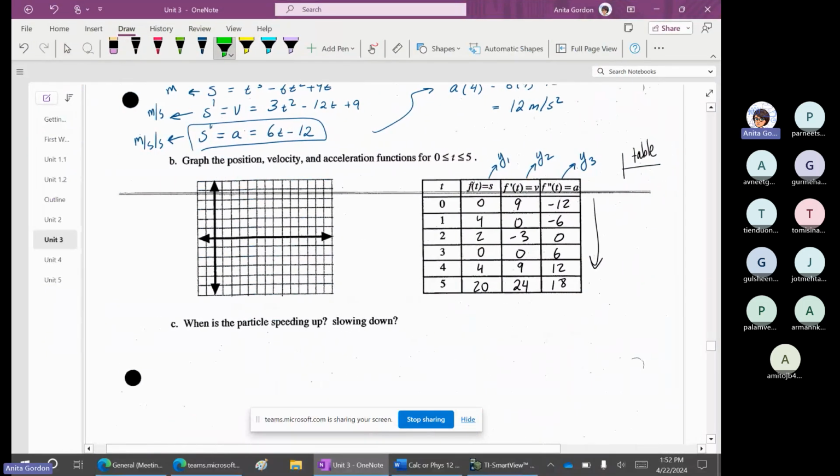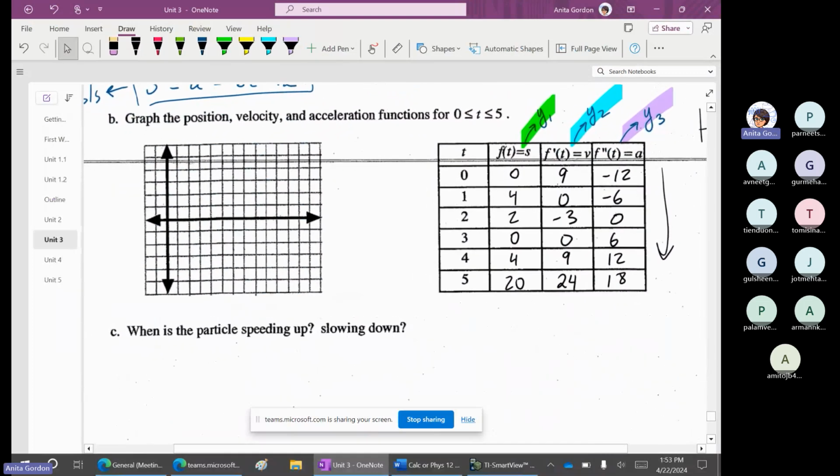Okay, I am going to draw my displacement in green. I will draw my velocity in blue, and I will draw my acceleration in pink/purple.